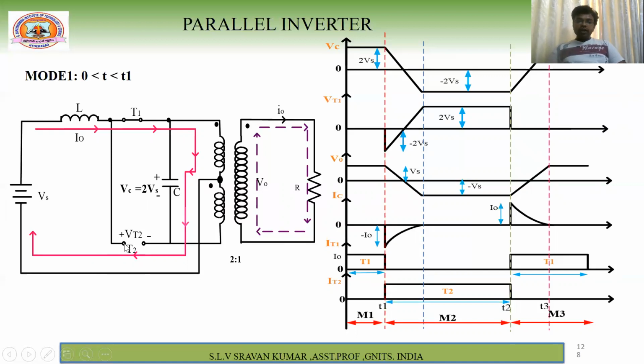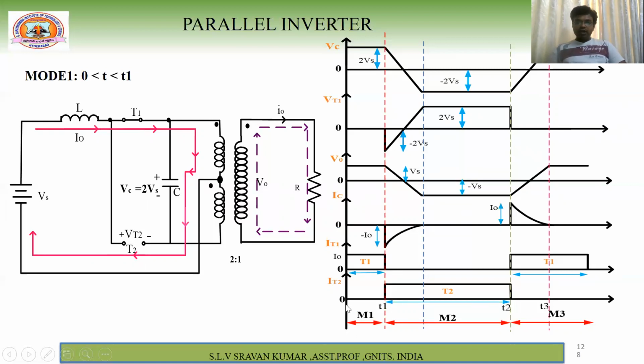So once you give the triggering pulse to thyristor T2, what happens? A reverse current will flow through thyristor T1. Once the thyristor has reverse current, all the charge carriers present in the thyristor will be removed and it will be completely turned off. Understand what I'm saying?